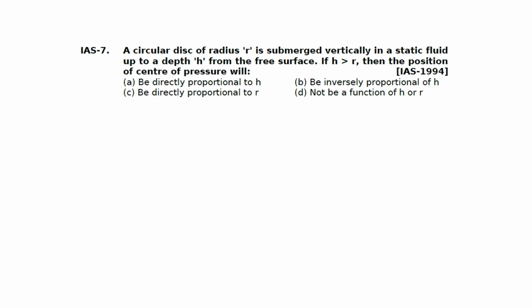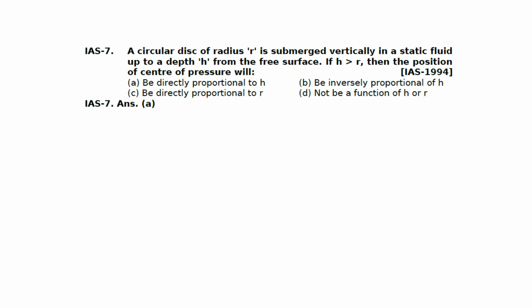Next question. A circular disc of radius r is submerged vertically in a static fluid up to a depth h from the free surface. If h is greater than r, then the position of the center of pressure will be directly proportional to h, inversely proportional to h, directly proportional to r, or not a function of h or r. It is actually A, directly proportional to h.